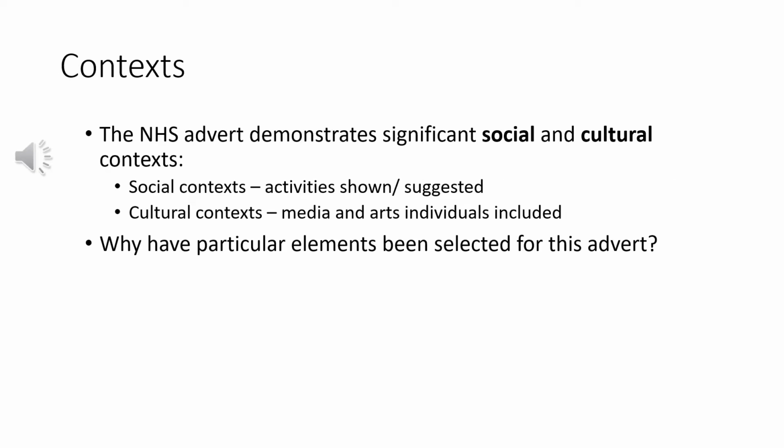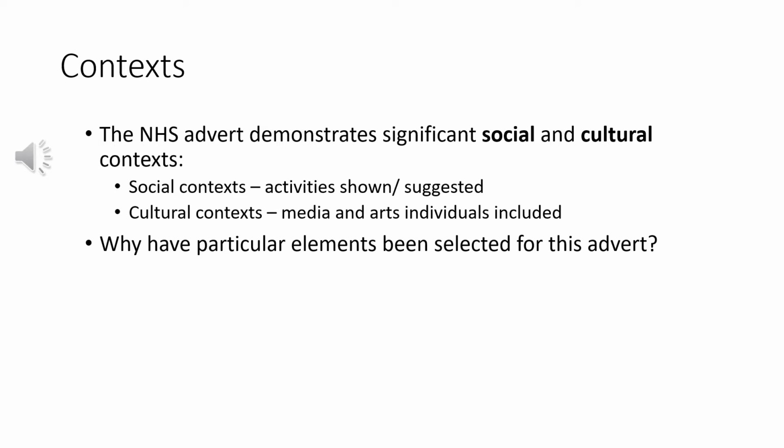So just to remind you, the difference between social and cultural contexts. Social contexts are when we talk about activities that take place in society. So, for example, politics, sport, these things in general could be regarded as social contexts. Cultural contexts are more specifically things related to the arts, to the media, particular individuals, particular events.